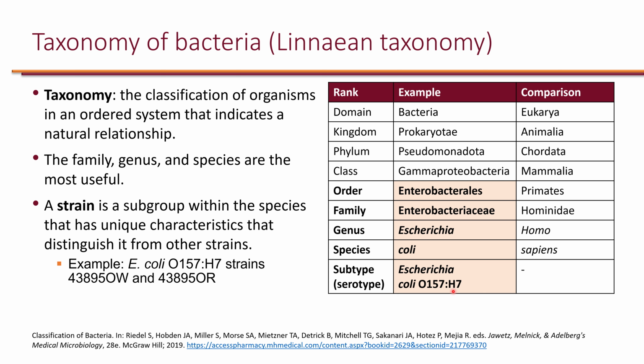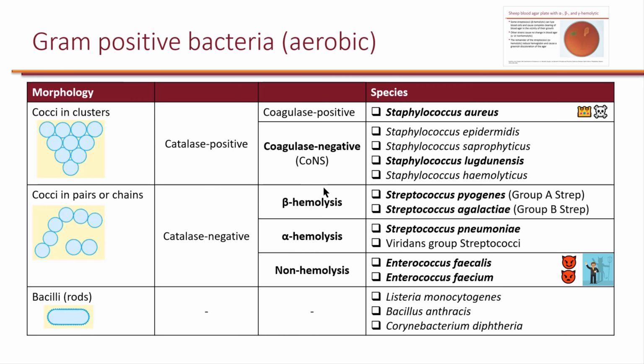E. coli O157:H7 is one of the subtypes of E. coli, and that itself can have different strains. For example, these strains are identified by a sequence number. So that's an example of strains. Now let's take a look at some specific examples of Gram-positive bacteria.